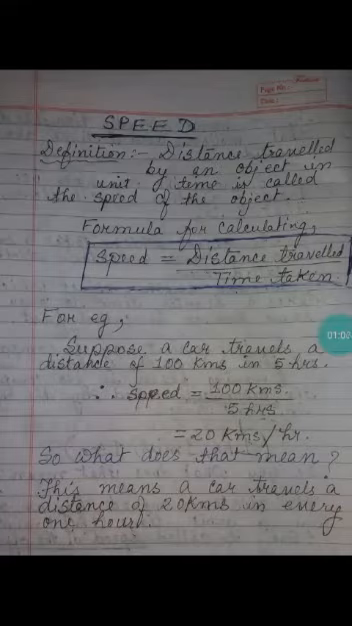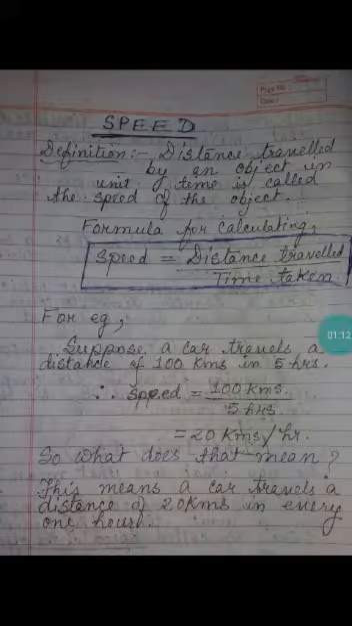So, speed. First of all, we'll see the definition. The definition of speed is what? Distance traveled by an object in unit time is called the speed of the object. Unit time, you all know, unit means 1. So, distance traveled by an object in unit time. Unit means 1 second, 1 minute, 1 hour. All these are considered as unit time. It's called speed of the object.